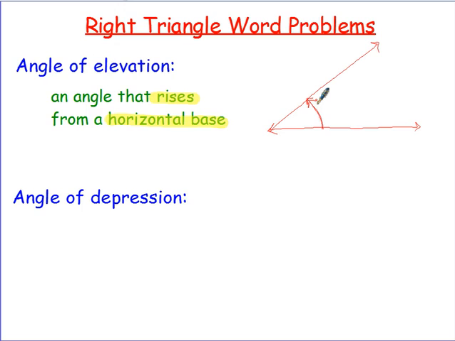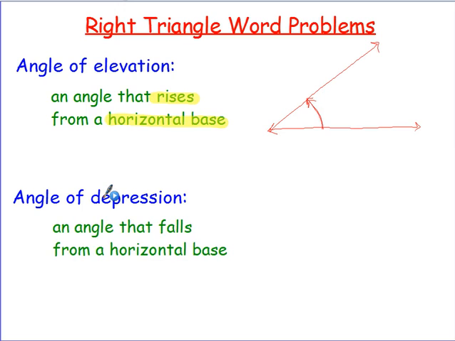Angle of depression. This is an angle that falls from a horizontal base. So again, you need your horizontal, but the difference is it goes downward. So your angle ends up there. Again, we go down from a horizontal base. If you notice, they look similar, but one is going downward and one is going upward. This is going to be important when you are dealing with your word problems and making sure that you're drawing your triangles correctly.